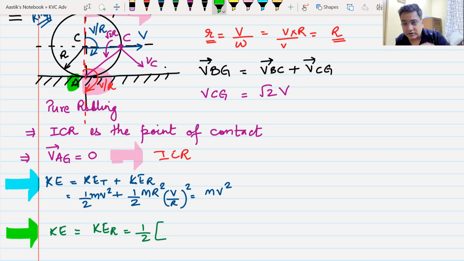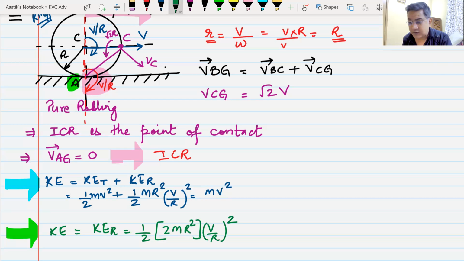So the moment of inertia about the point A will be the moment of inertia about the center of mass plus mr square. Yes or no? So it is half into 2mr square, into v by r, whole square. And you see, you end up with the same answer because both these motions are exactly the same physically.